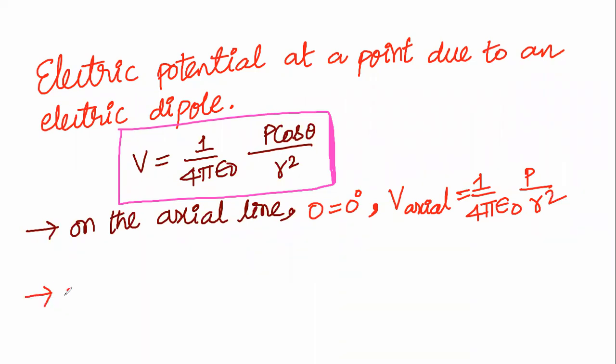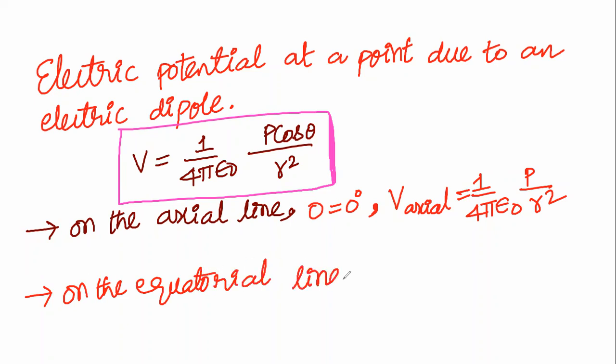On the equatorial line, theta is equal to 90 degrees. Then V equatorial is equal to 0, because cos 90 becomes 0.